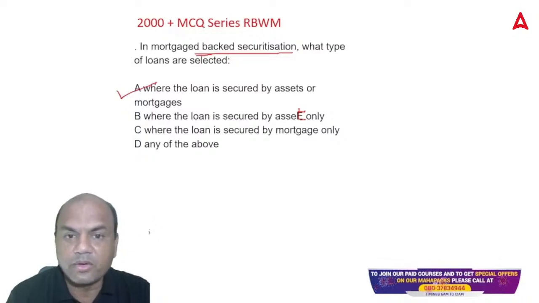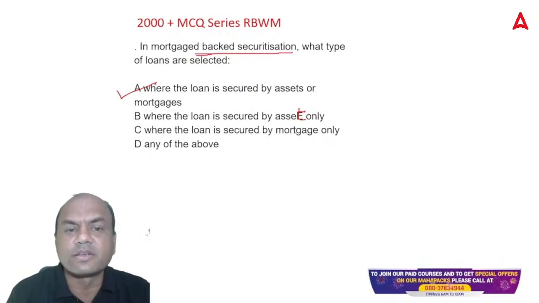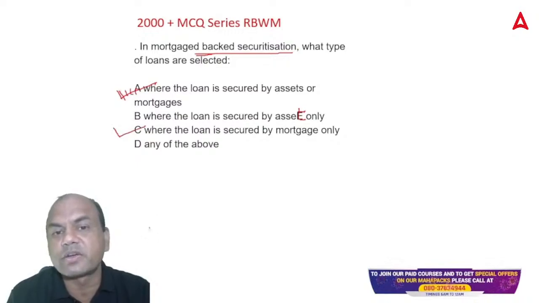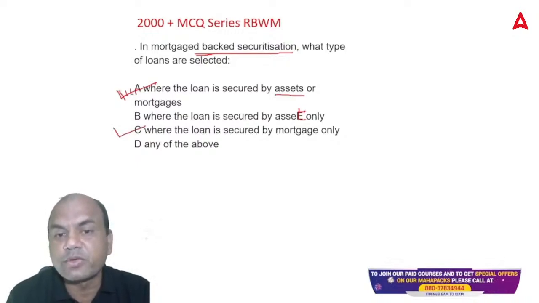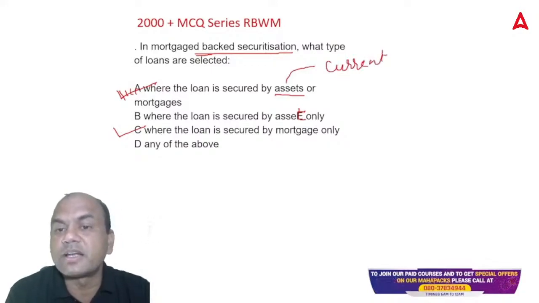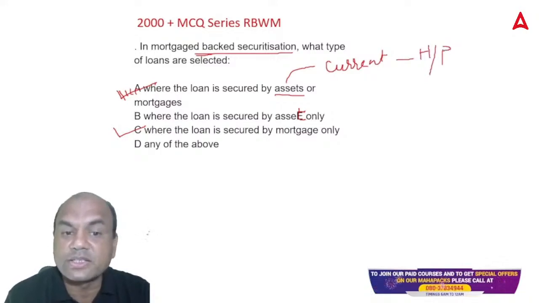Okay, got it? So, yeah, in fact, one sec. This is mortgage-backed securitization, right? So it is clearly not A also. It should clearly be mortgage, because the name itself says mortgage-backed securitization. Backed by assets means what? It is not mortgage. Assets can be current assets also. Suppose it is a current asset, then it is hypothecated, not mortgaged. So that's why the answer is C over here. Secured by mortgage only. Remember, this answer is C. Okay.